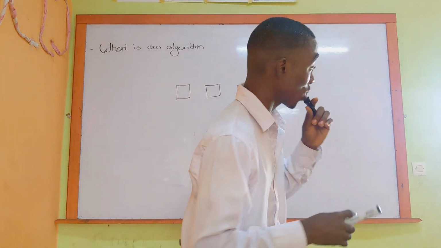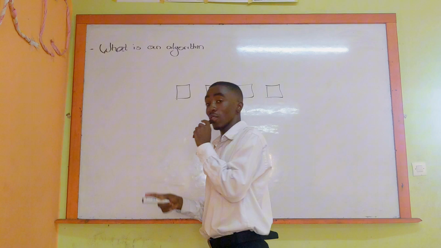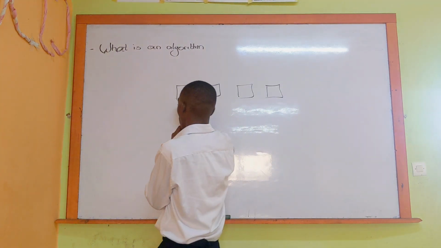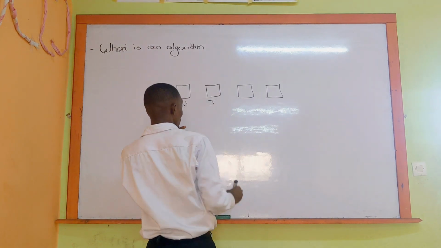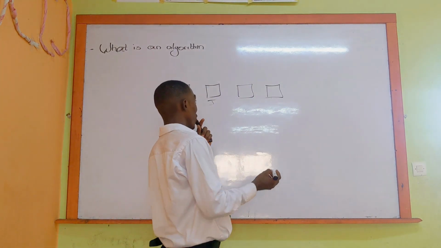Second container G, there will store juice. Third container P, there will store pap. I don't know why I bought pap. That's what I don't know. Next container B, there will store beer.